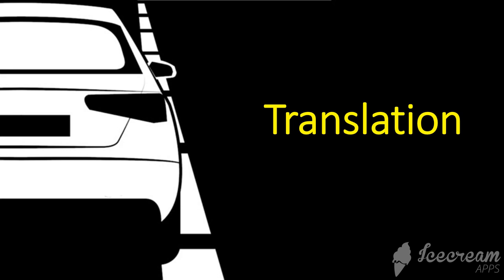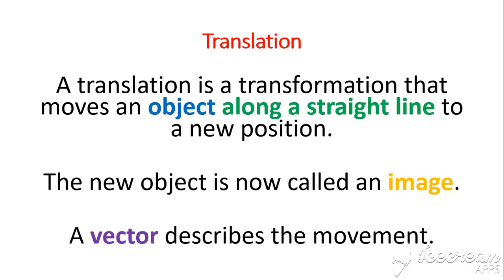We're still talking transformations, and we're going to now chat about a transformation called a translation. A translation is a transformation that moves an object along a straight line to a new position. The new object is now called an image. A vector describes the movement.